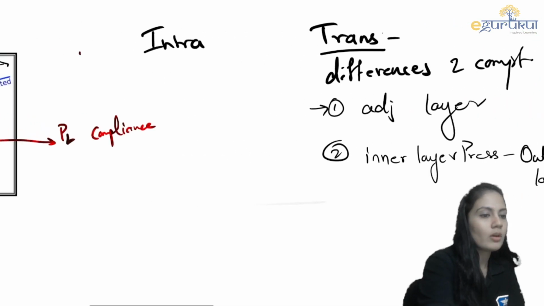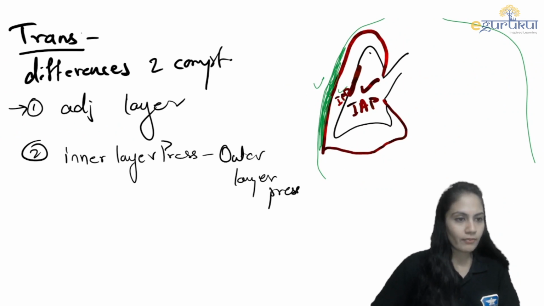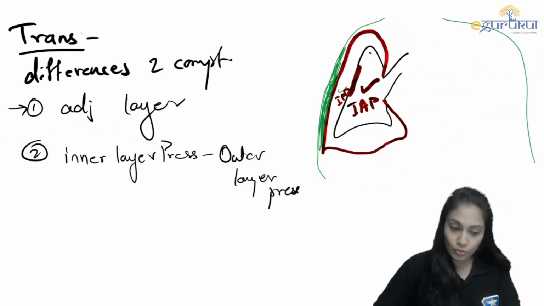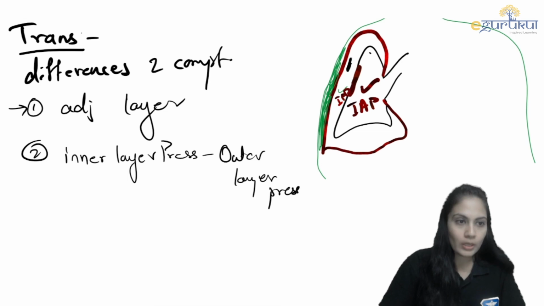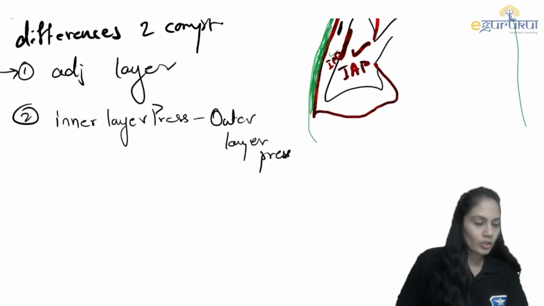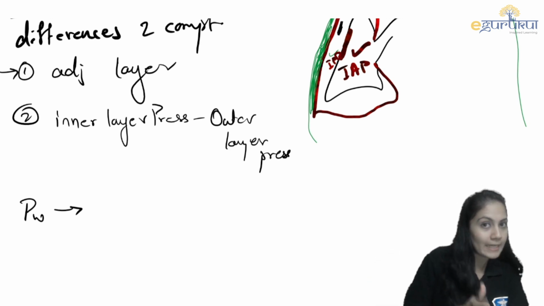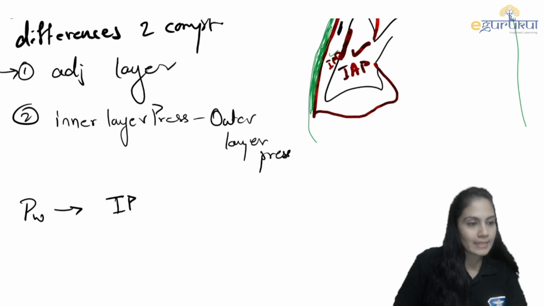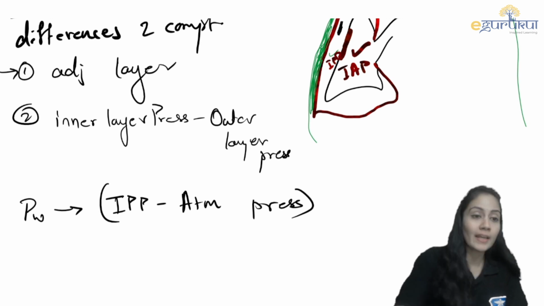So let's talk here. If we are talking about the chest wall, what is the inner layer of this chest wall? Adjacent inside is the pleural layer. So when I'm talking about the chest wall, let's write PW. I identified the adjacent layers, that is the atmosphere and the pleural. Inside is the pleural. So I'll write the formula as IPP minus atmospheric pressure. Easy thing, right?